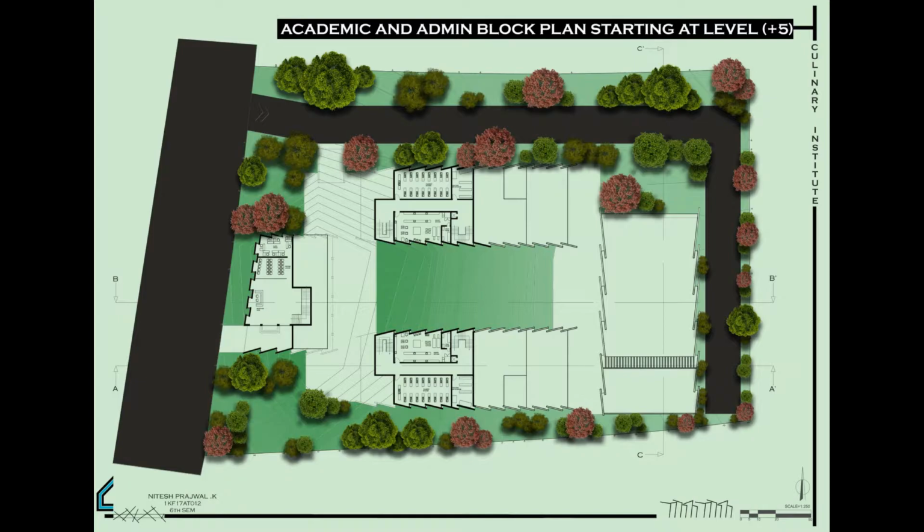As you can see, the admin block also starts at +5. There is an entry from the main road for the principal or management people. As we enter the block, stairways lead to the upper floors in the admin block, and there is a reception desk, waiting lounge, and a clerk office at level +5.